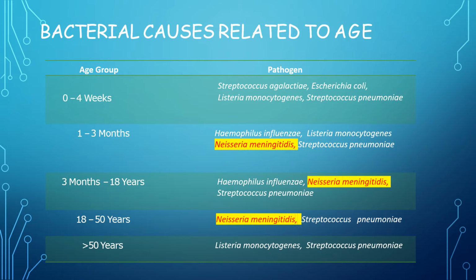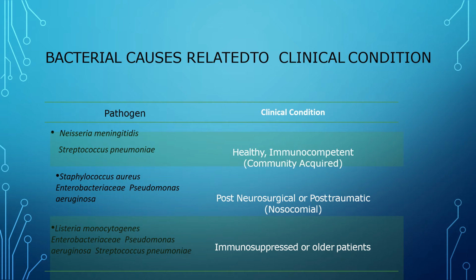For the age from 0 to 4 weeks, the meningitis may be due to Streptococcus agalactiae, E. coli, Listeria monocytogenes, and Streptococcus pneumoniae. From 1 month till 50 years, the most important organisms which cause meningitis are Haemophilus influenzae and Neisseria meningitidis. In people more than 50 years old, meningitis may be due to Listeria monocytogenes and Streptococcus pneumoniae.